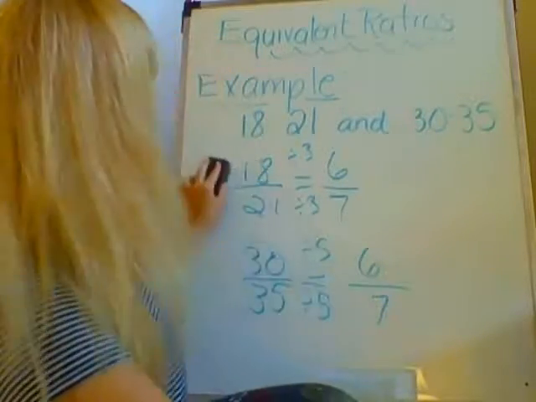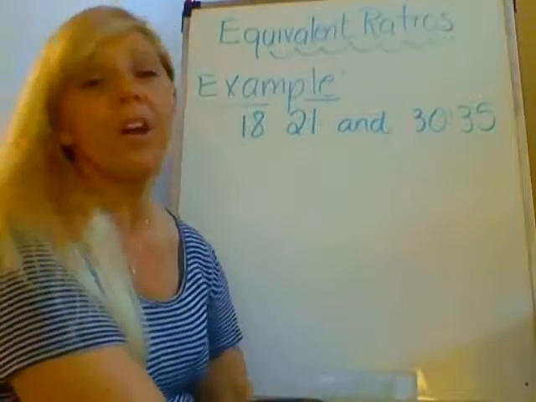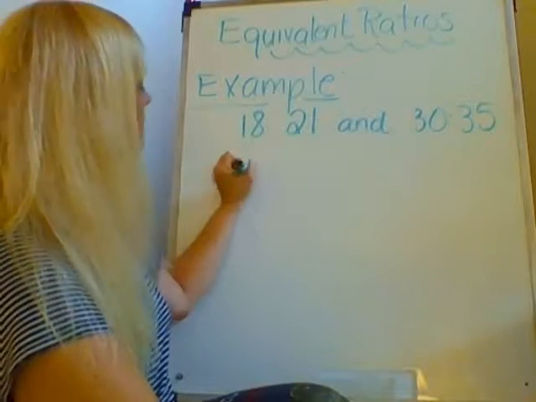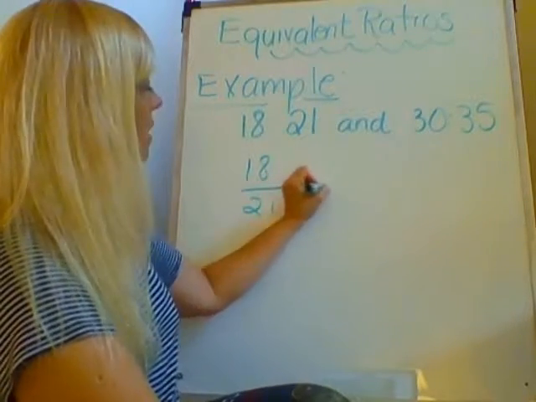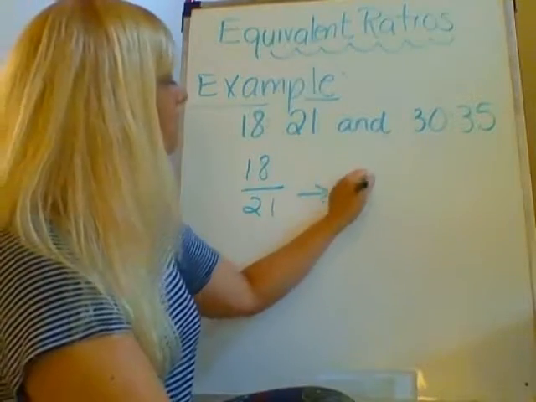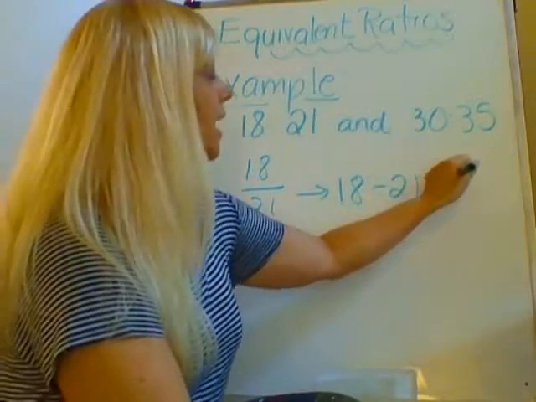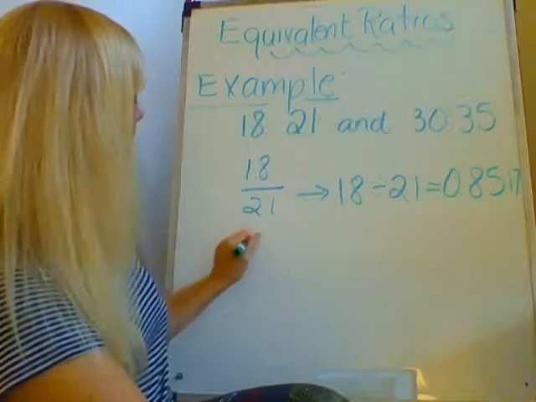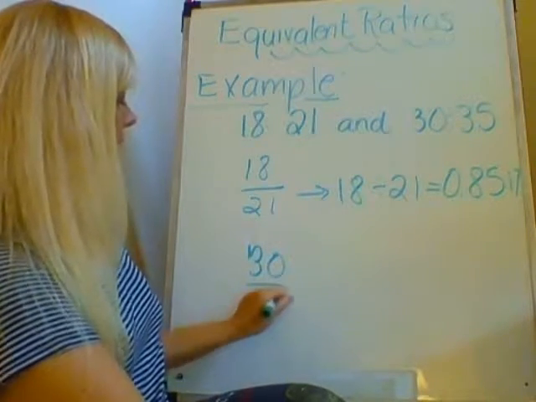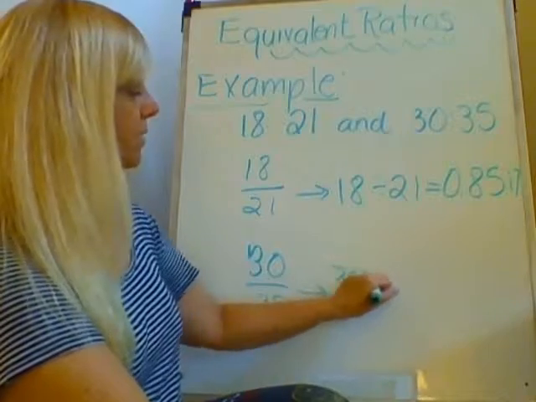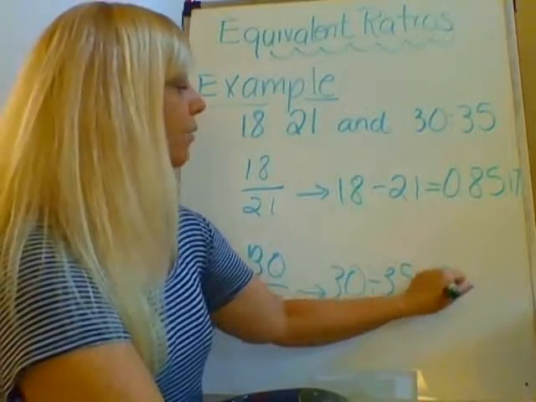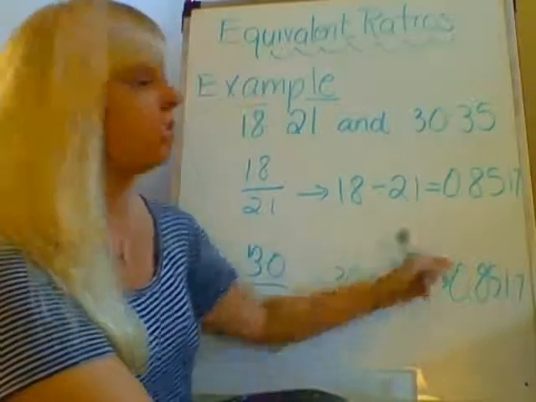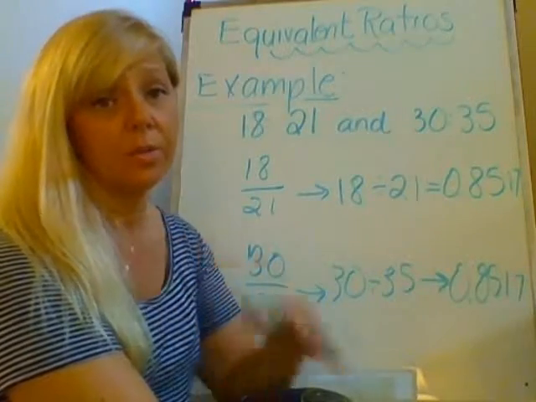I can also change them to decimals. We've talked about how fractions can become decimals by doing division. Again, I can make this ratio a fraction, so 18 over 21. So in my calculator, I would do 18 divided by 21, and I would get a decimal like this in my calculator. And same with 30 over 35. It becomes 30 divided by 35, and it would give me the same decimal in my calculator. So since I have the same decimal, that means they're equivalent ratios.